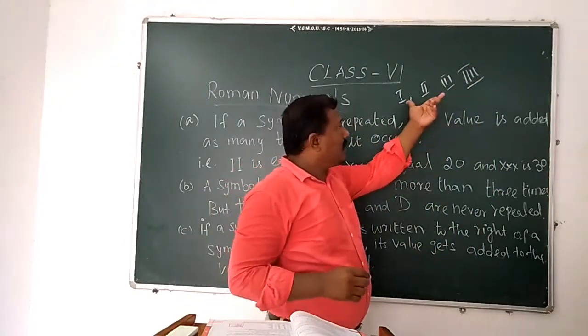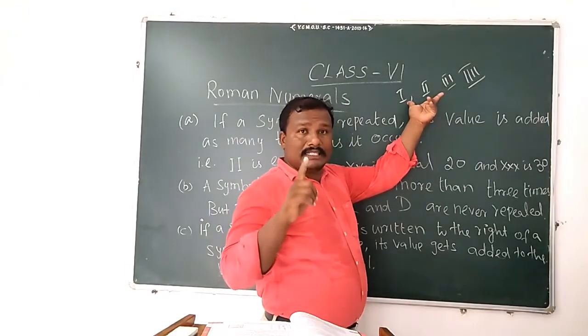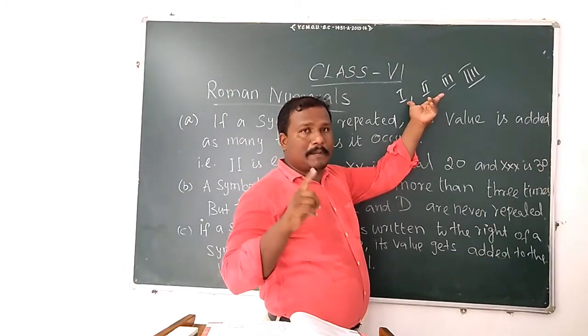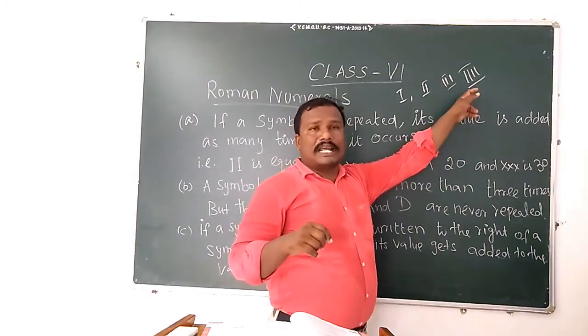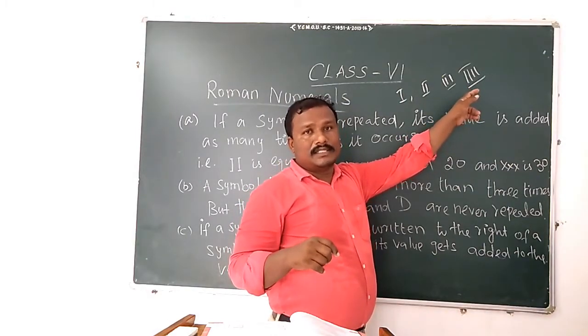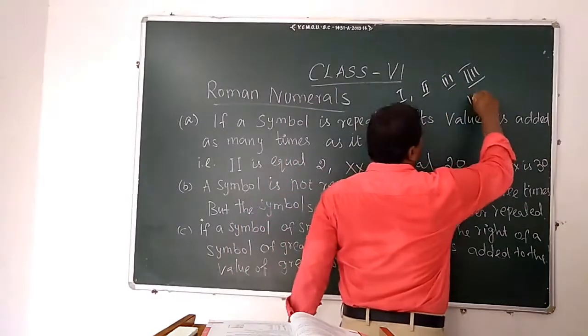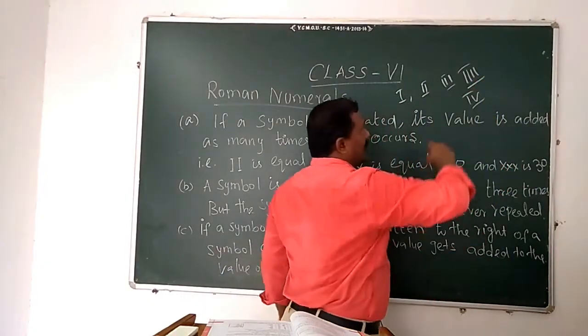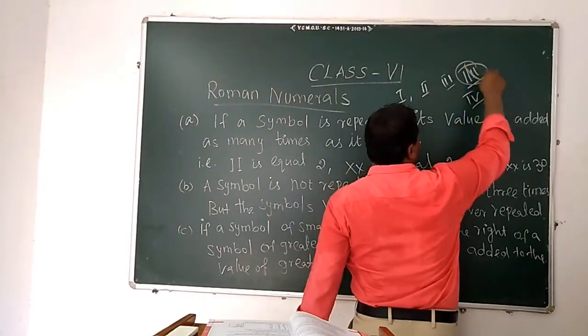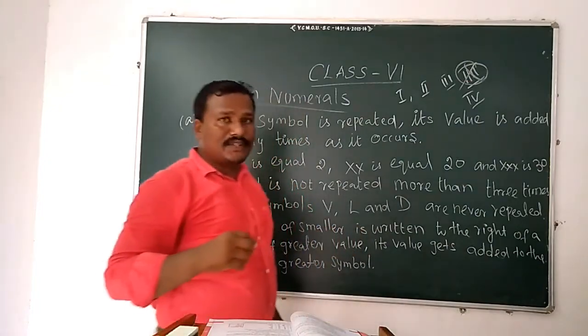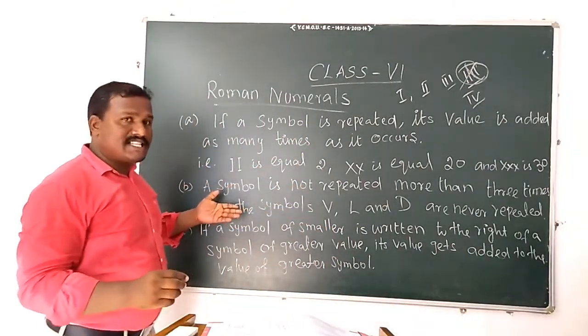I told you a symbol can be repeated 3 times, but 4 times is not allowed. So that's why we put it like this. 4 is less, we do not write it like this.